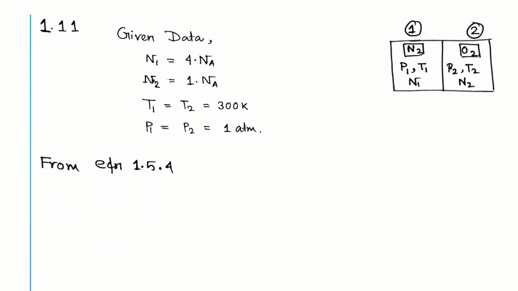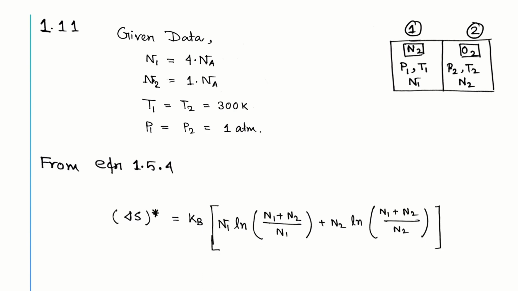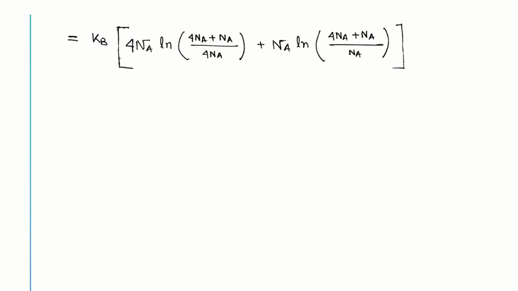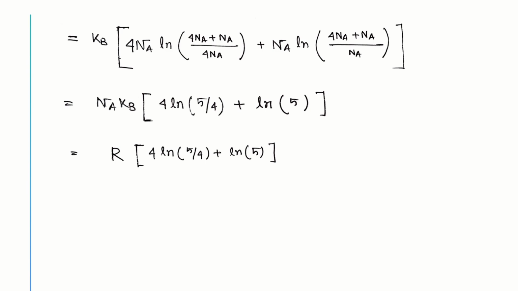See equation 1.5.4 in Pathria. There you will get this type of equation. This is the entropy for gas mixing. Here all values are given, so just put in the values. I have put in all the values, you can see. After simplification you will obtain the result.